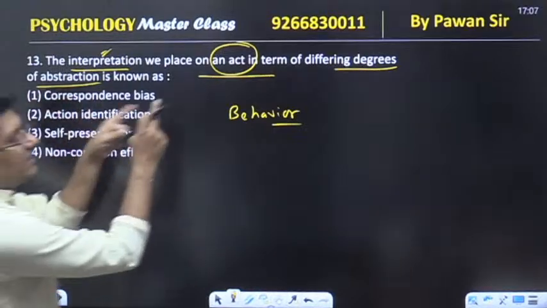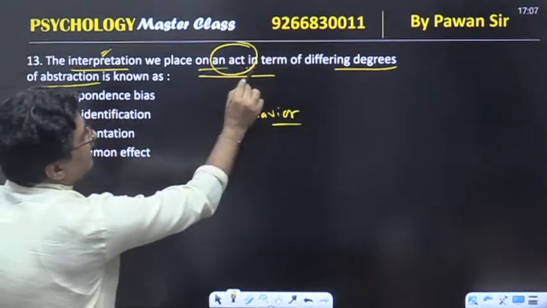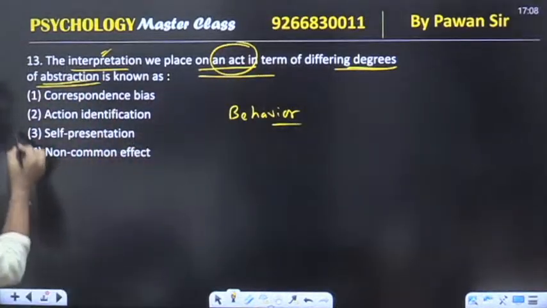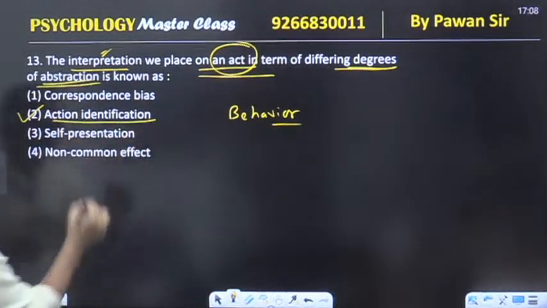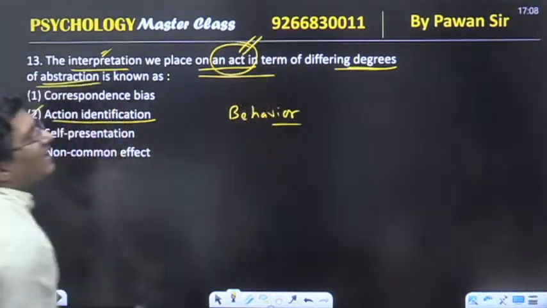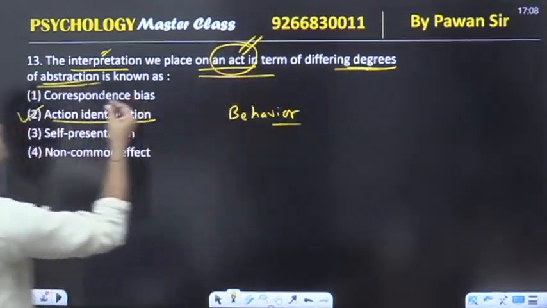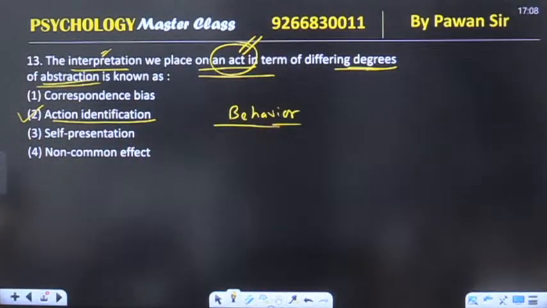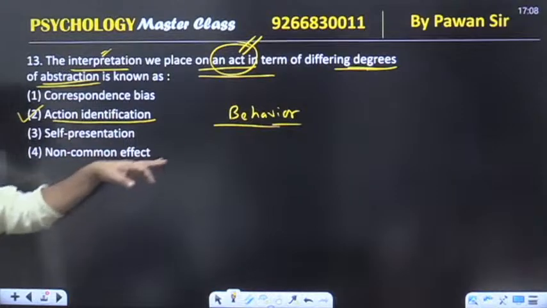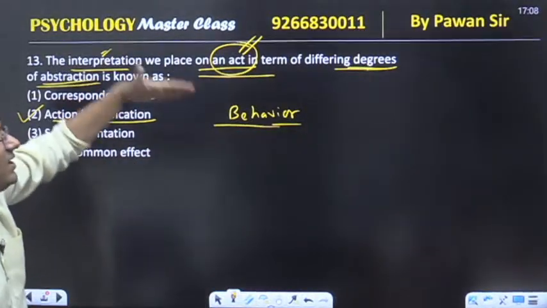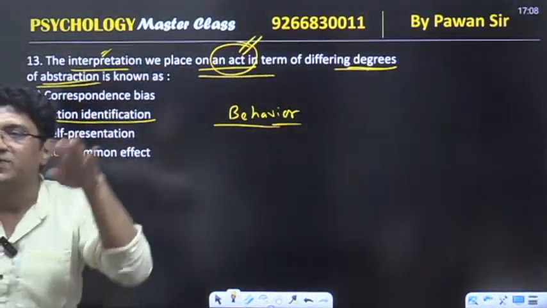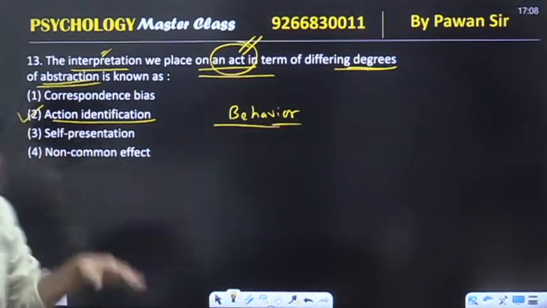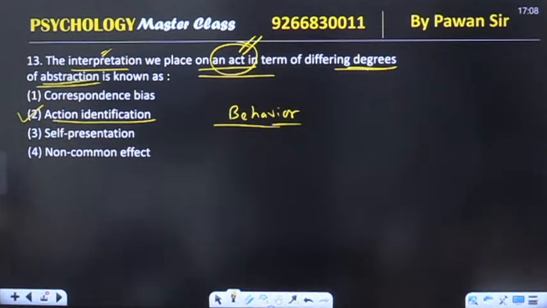Here we are interpreting the behavior through the act at different degrees of abstraction. This phenomenon is called action identification. We identify the act according to various degrees of abstraction and then interpret the behavior on the basis of that, the act which is being conducted within the behavior. This phenomenon is called action identification.